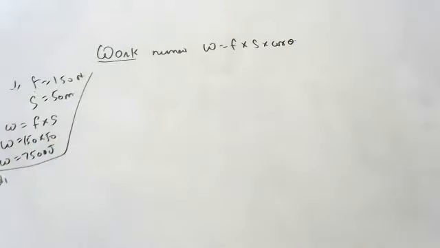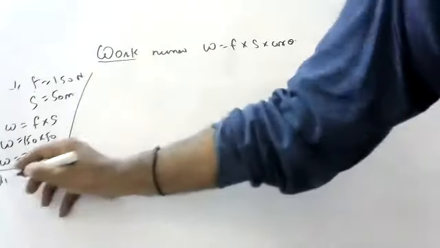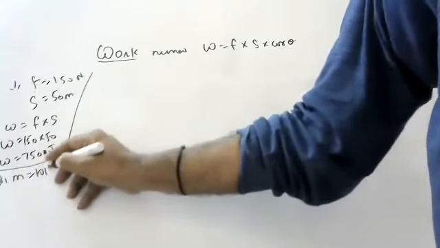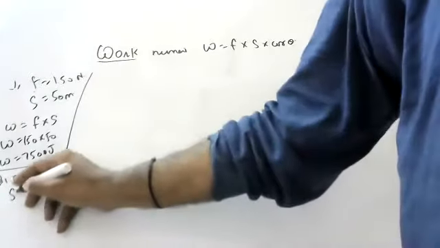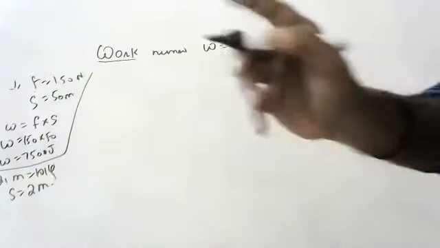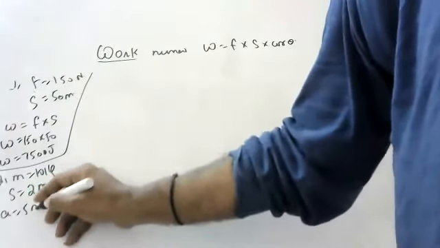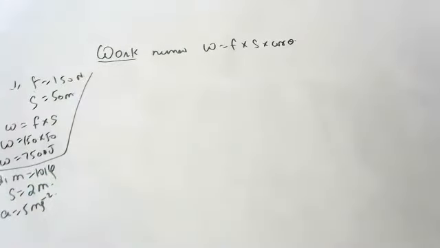I will increase the complexity slowly. Next one, children. A mass of 10 kg is displaced through 2 meters under an acceleration of 5 meter per second square. What is the work acting on it?